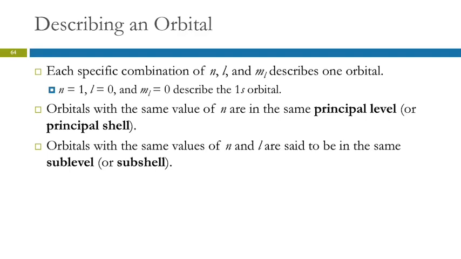So orbitals with the same value of n are in the same principal level, or it's often referred to as a principal shell. So these shells are kind of like layers of an onion or something coming out, right? And they're getting bigger and bigger. That's the principal shell, and that is similar to Bohr's orbits. Within a principal shell, if you have orbitals with the same values of n and l, those are said to be in the same sublevel. So on these levels, there are also sublevels, or subshells.